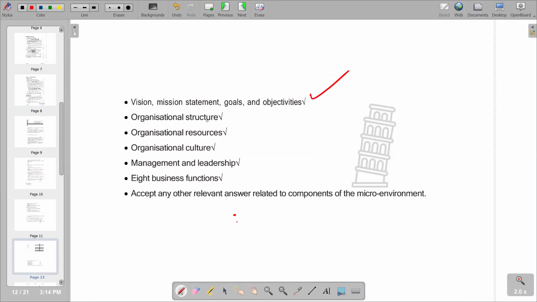We also have organizational structure, organizational resources, organizational culture, management and leadership. Business functions are also part of the micro environment. Then we move on to the second part of our question.